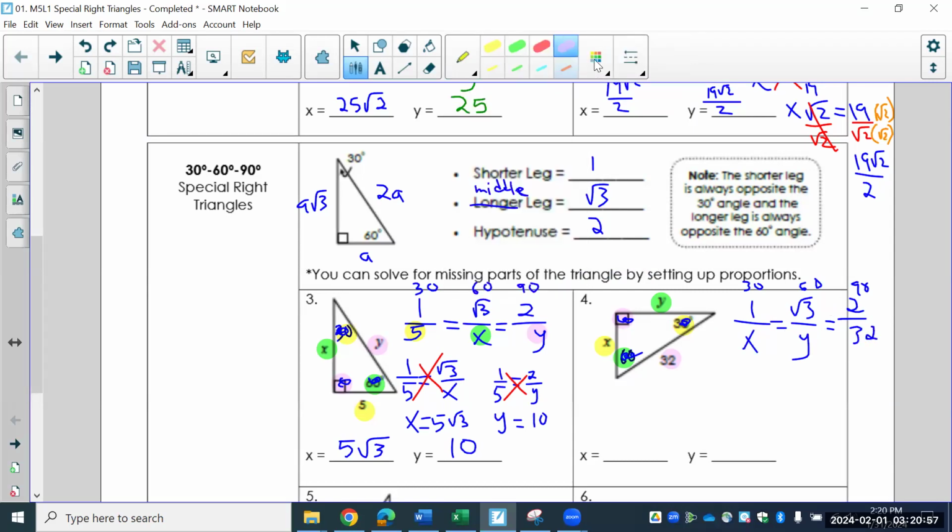Just so I can color code that. Again, just to review, 30 would be X, so that one would be X. 60 would be Y, so that one would be Y. And then 90 would be 32. And if you do it that way, it's always going to work.